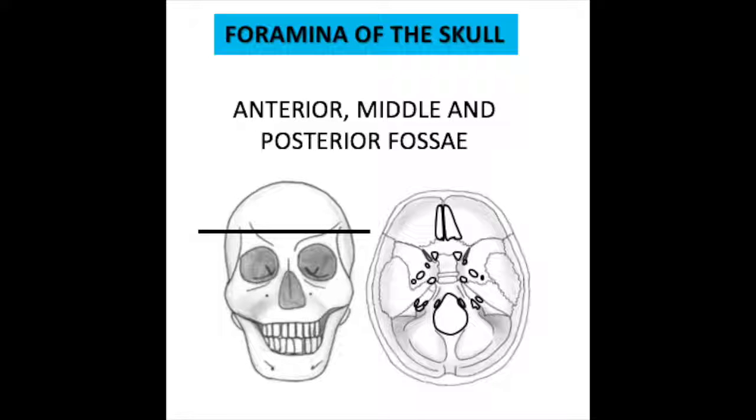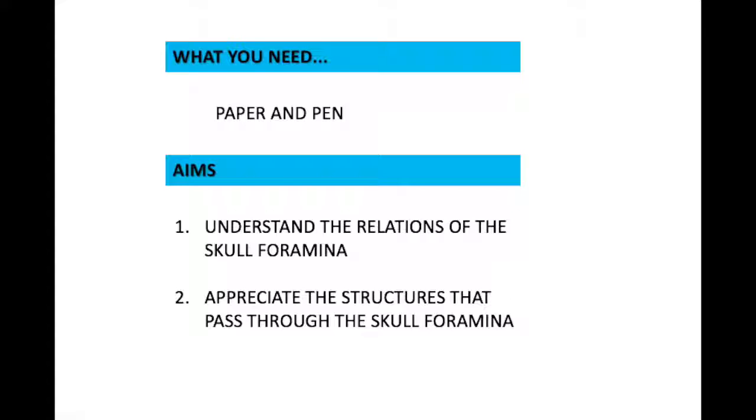This video aims to teach about the foramen of the skull from the superior view found in the anterior, middle and posterior cranial fossa. You will need a pen and paper, as it is hoped that you will draw along in order to gain the most from this experience. Coloured pencils and pens are optional. It is hoped that you will be able to understand the relations of the skull foramina and to appreciate the structures that pass through by the end of this video tutorial.